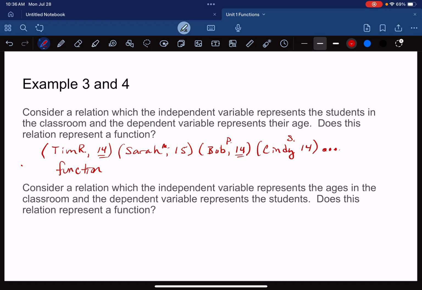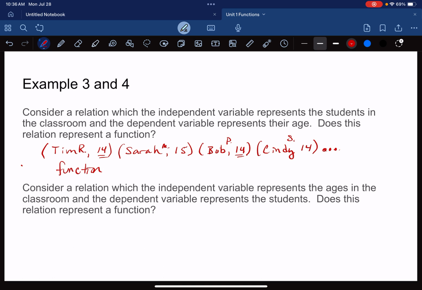Now, if you just considered first names only, well, then we might have two Tims, and they might have two different ages. But I think the spirit of this question is those people are individuals, and just because they have the same first name doesn't make them the same input. Okay, they're two different people. Okay, so that's a good way to think about that.